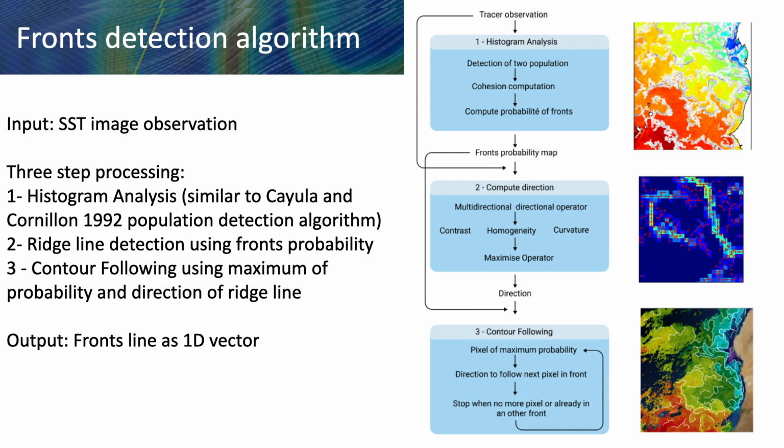Finally, we perform the contour following algorithm, starting with a pixel of maximum probability and detecting the next one using the direction. We loop until no pixel is found. At the end, we get fronts as vector lines, and we can apply a flagging to sort them in terms of reliability.